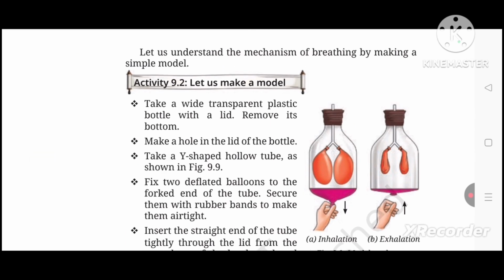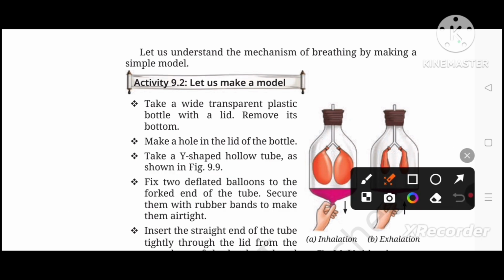This is also one of my favorite experiments. Let us understand the mechanism of breathing by making a simple model. Activity 9.2. Let us make a model. Take a wide transparent plastic bottle with a lid. Remove its bottom. Make a hole in the lid of the bottle.